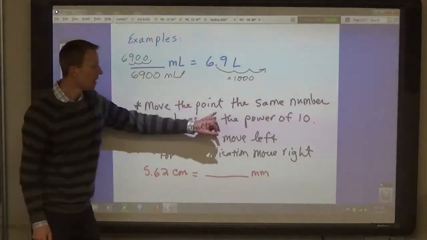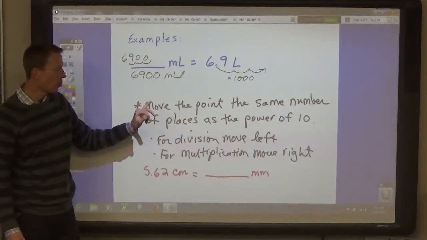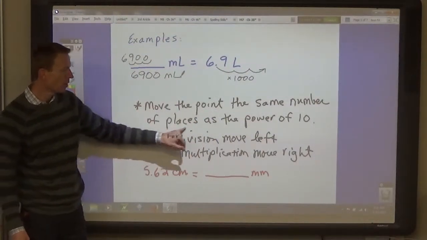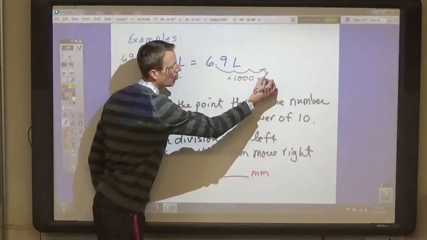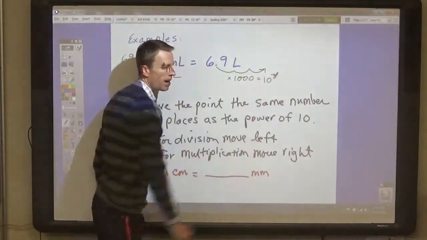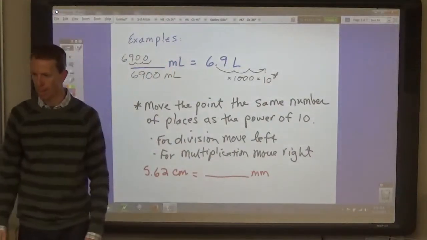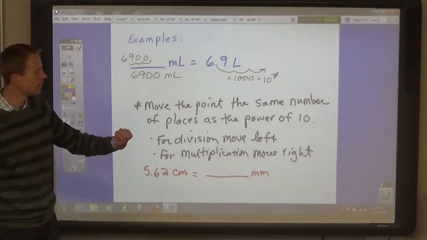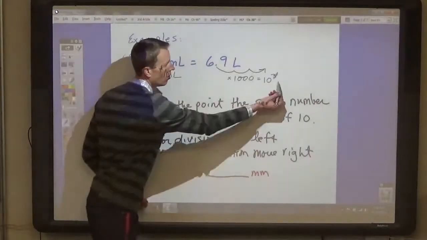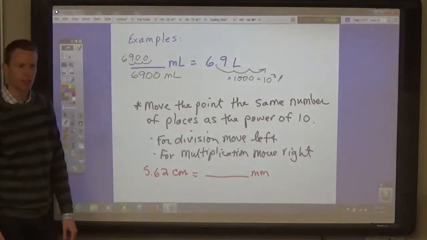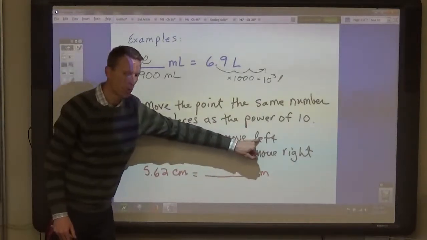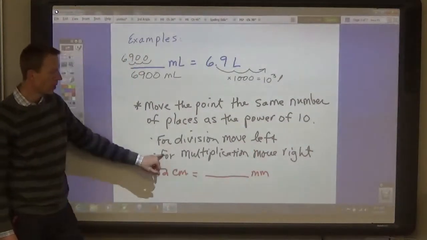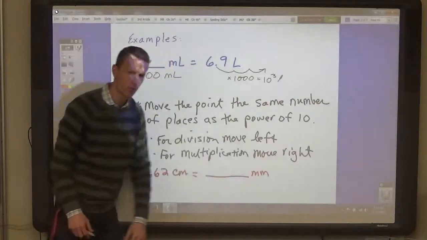This says move the decimal point the same number of places as the power of 10. 1,000 is equal to 10 to the 3rd power. There are 3 zeros in 1,000. So you move it 3 places to the right. For division, you move the decimal point to the left. For multiplication, you move the decimal place to the right.